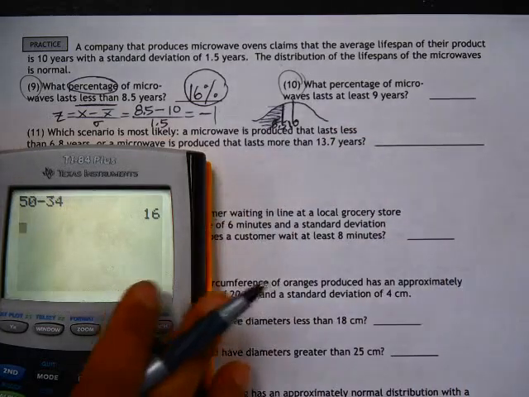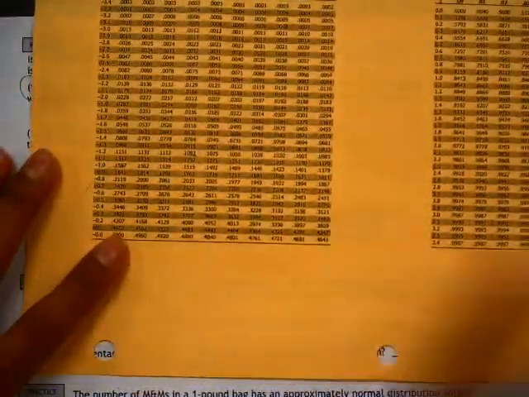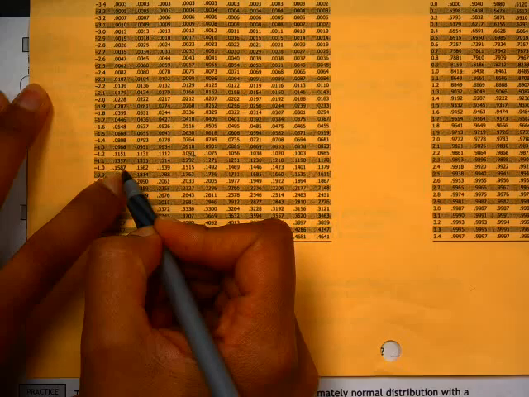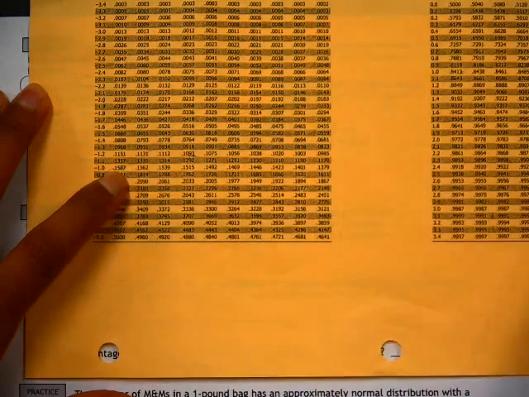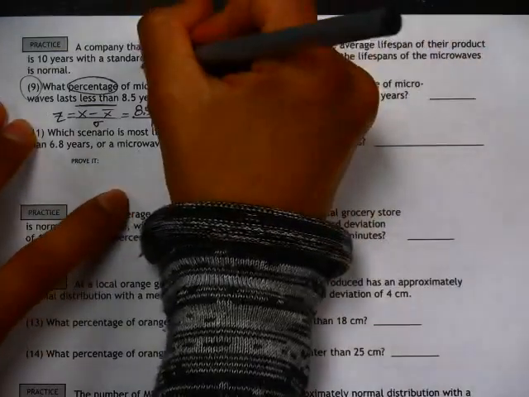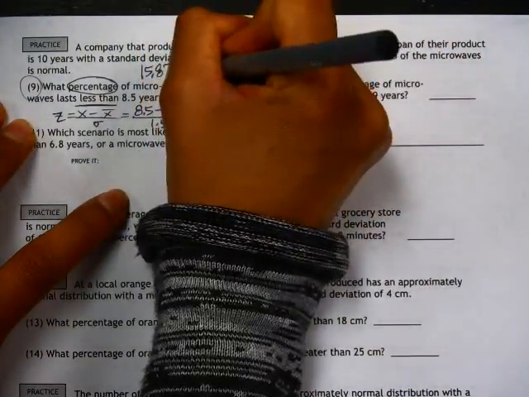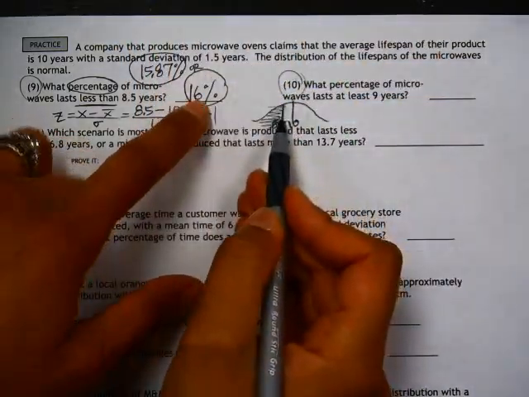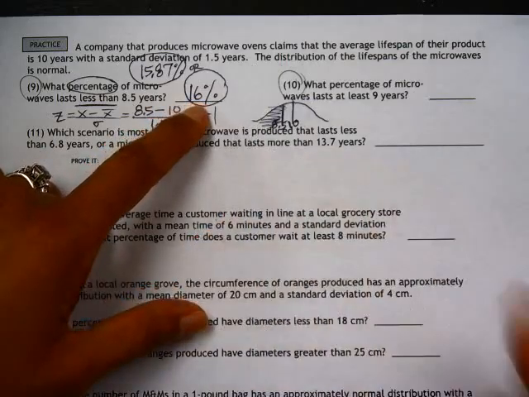Now if you decide to use the z table, you can look up z equals -1. So that would be right here, -1.0 has a percentile of 15.87%. So when you're using the z table, you get an answer to the nearest hundredth. When you use the empirical rule, you get the exact answer of 16%.